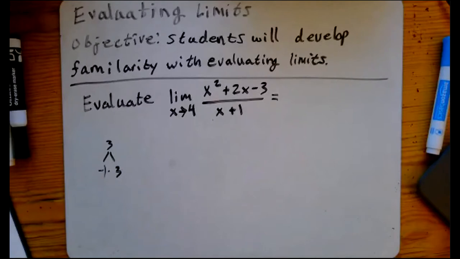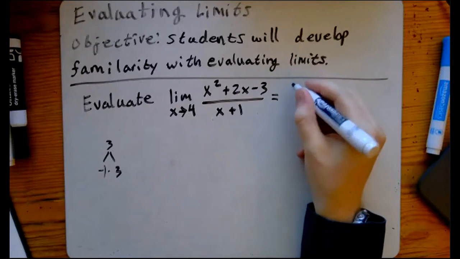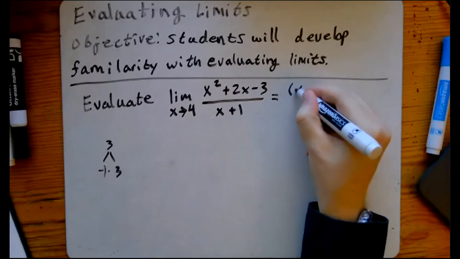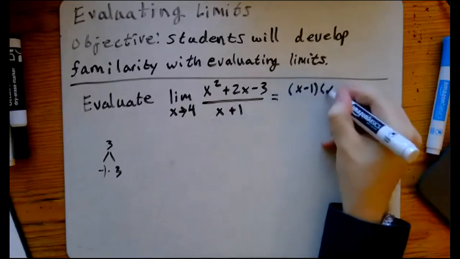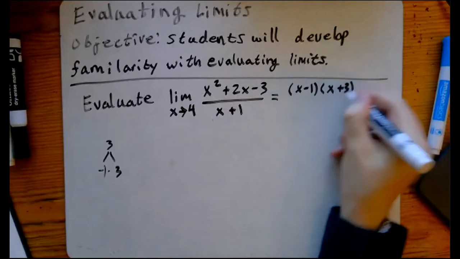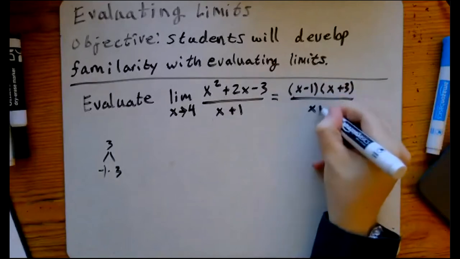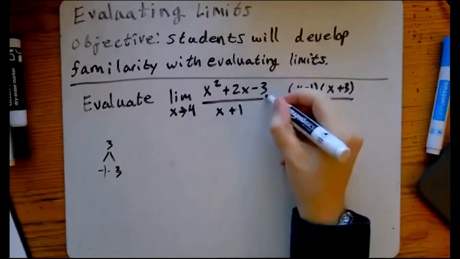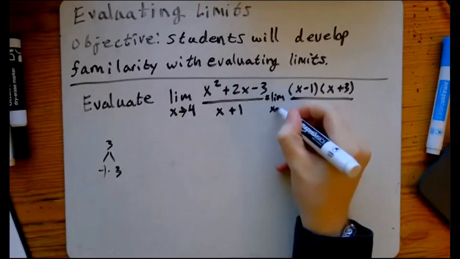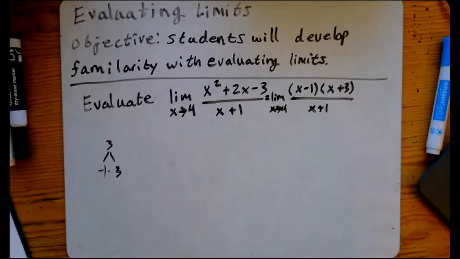Okay, great. So we can split the top up into x minus 1, x plus 3, all over x plus 1. Oh, and we're finding the limit as x approaches 4. Okay, great. Now what can I do? Substitute. Okay, substitute in what? 4. 4, okay.